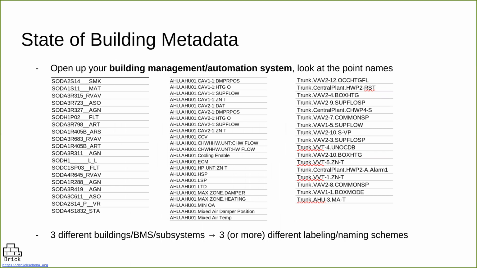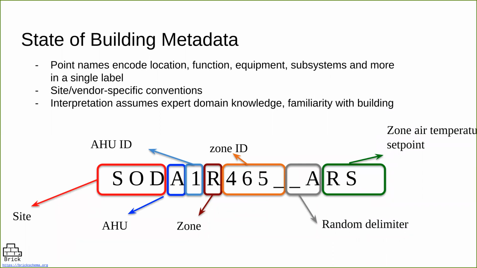But today, if you open up your BMS and take a look at the point names in your BACnet network or your OPC network or whatnot, you're going to find, for 3 different buildings, 3 or more different labeling or naming schemes. And those names have to do a lot of work, because they're the only thing capturing all of that context of what this particular data stream is. The problem is that looking at that point name, you have to encode the location of the point, the function, the equipment it's connected to, what the subsystems are doing, and more in a single label.